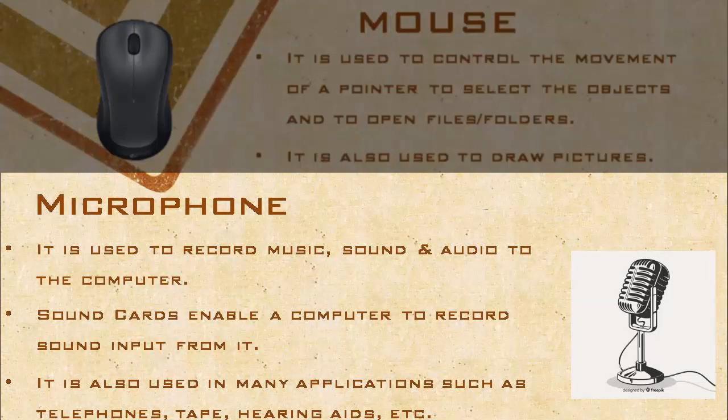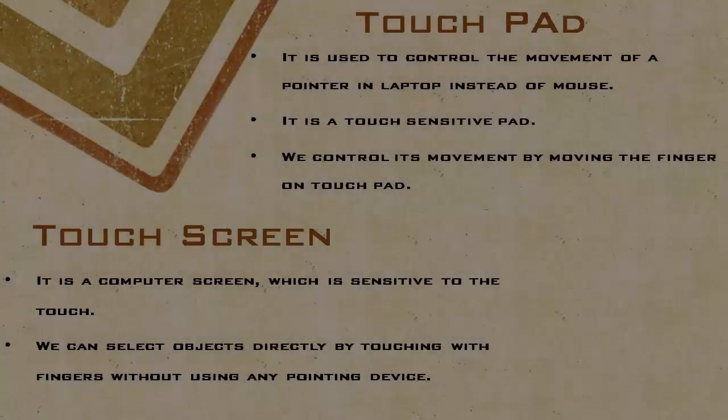Now, what is a microphone? Microphone is used to record music, sound and audio to the computer. Sound cards enable a computer to record sound input from it. It is also used in many applications such as telephones, tape, hearing aids, etc.